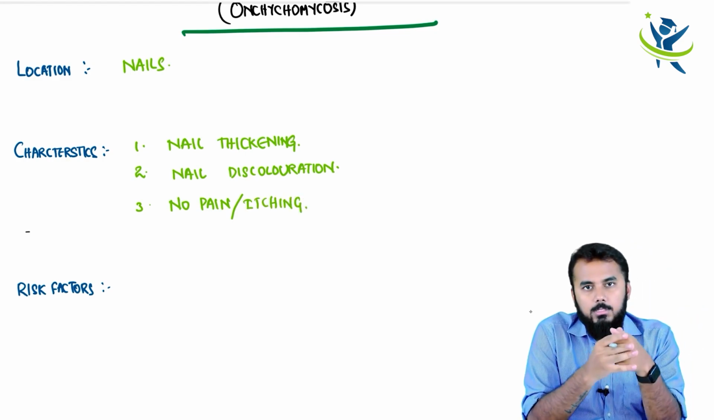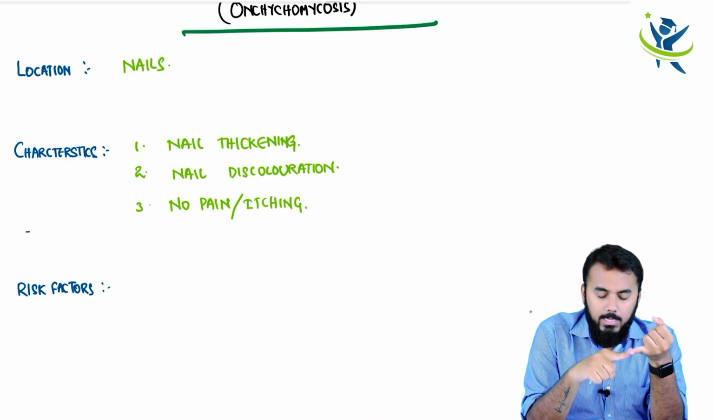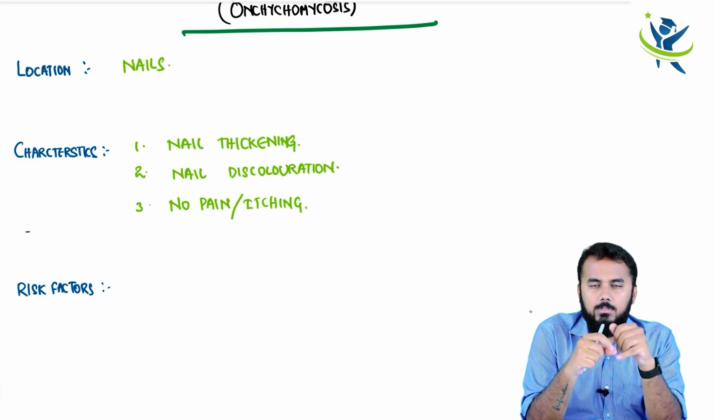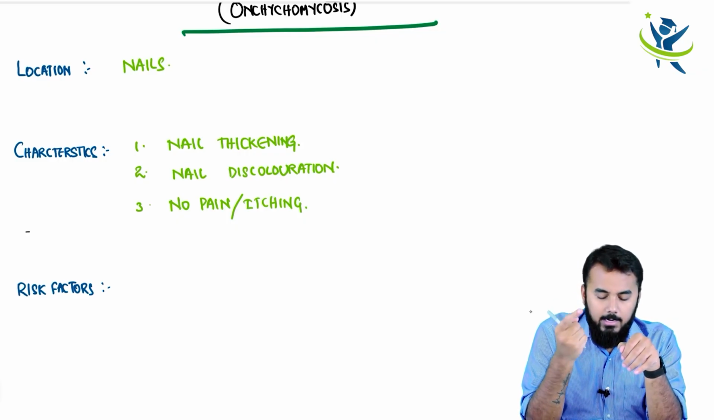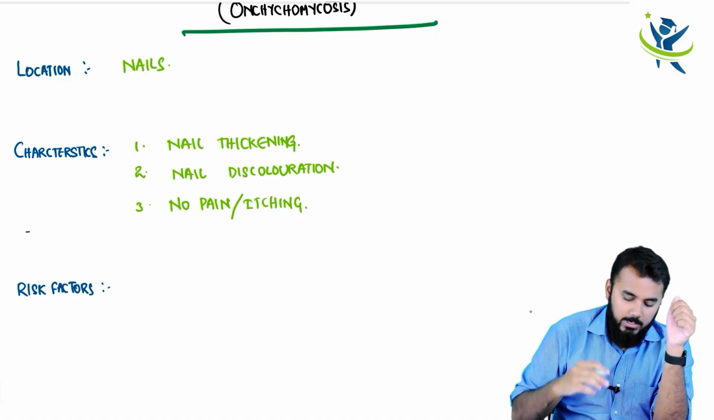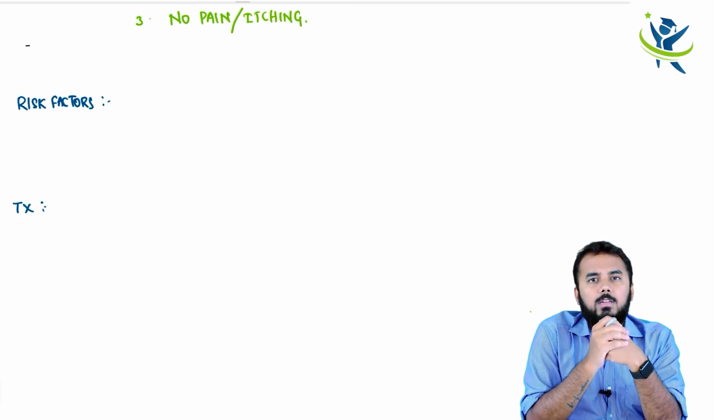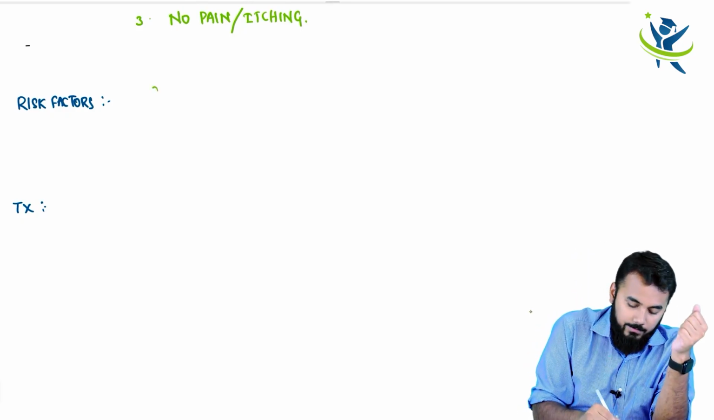So what are the important things, guys? First we have to look at the location. Next we have to look at the characteristics. Regarding the characteristics, the first thing will be nail thickening, then nail discoloration, and there will be no pain or itching. Now when it comes to the risk factors, the most important risk factor is occlusive footwear.